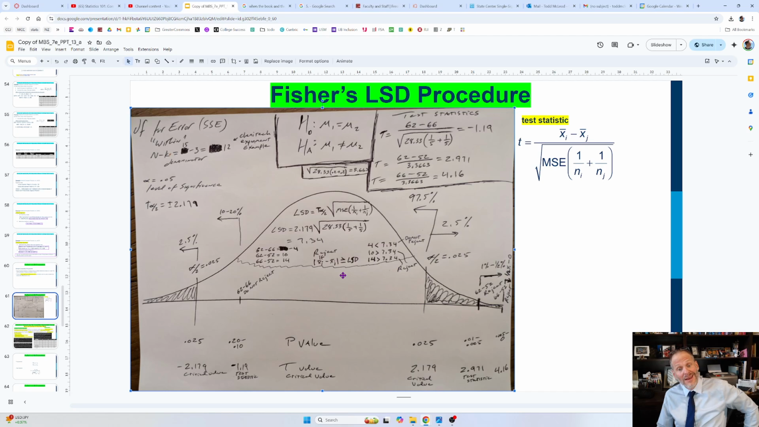Quite frankly, I like this p-value and critical value approach, drawing it out. I will sit there for 5 or 10 minutes at my desk to draw it out because I'm a visual person, and I like the visual approach to it. So that's how Fisher's LSD procedure works.